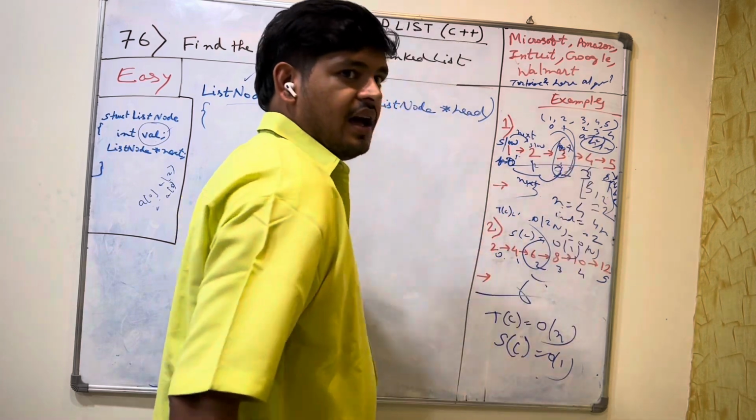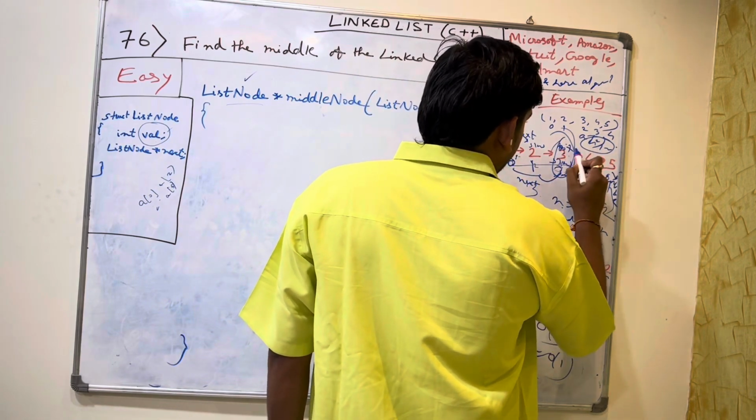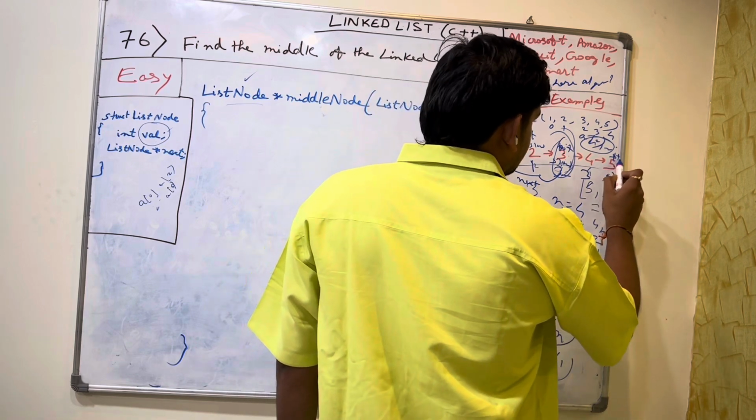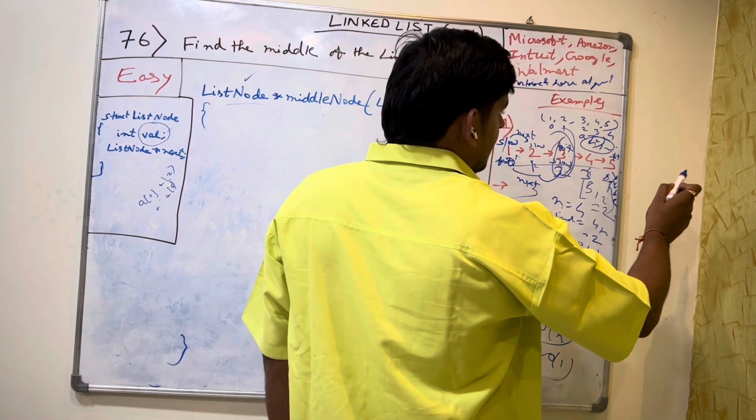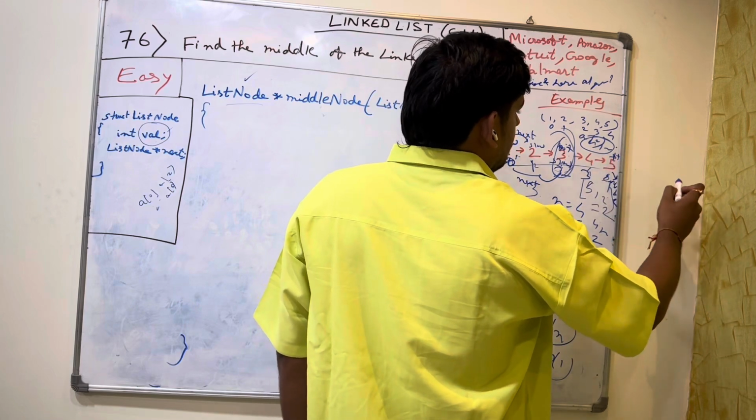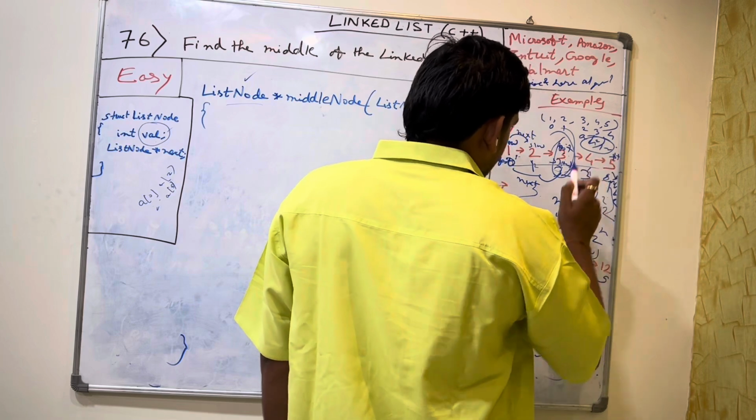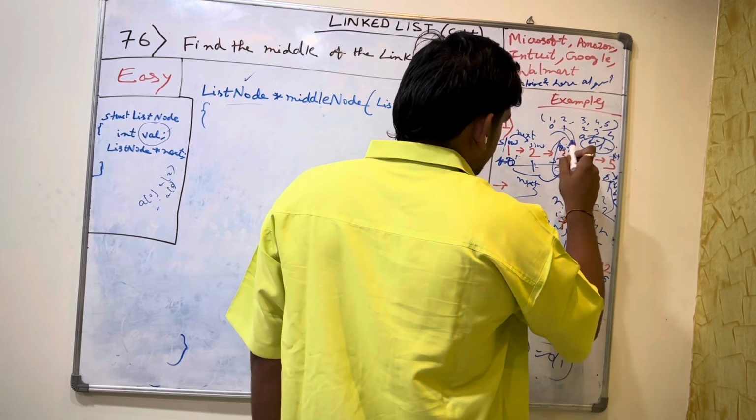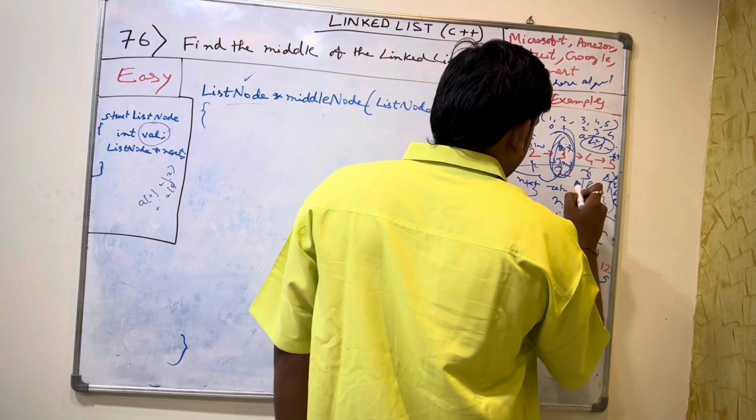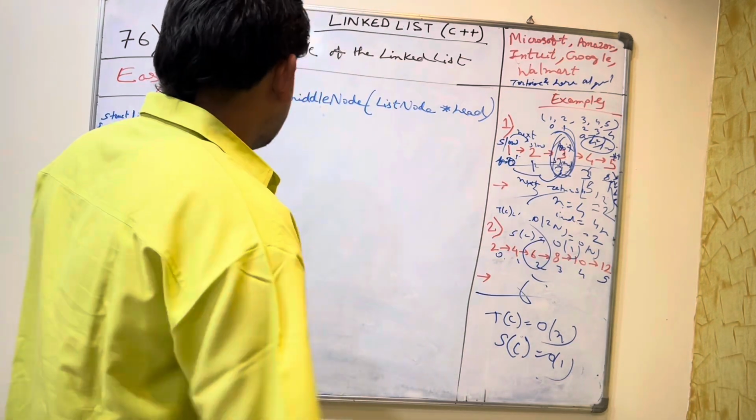Okay. In the second traversal, slow will come here and fast will come here. Now fast is not null, but fast's next value is null. So fast cannot travel. So when we see that fast cannot travel, we will break the loop and return the slow pointer. Slow pointer is at 3, so this 3 will come. Got it? Let's code this.